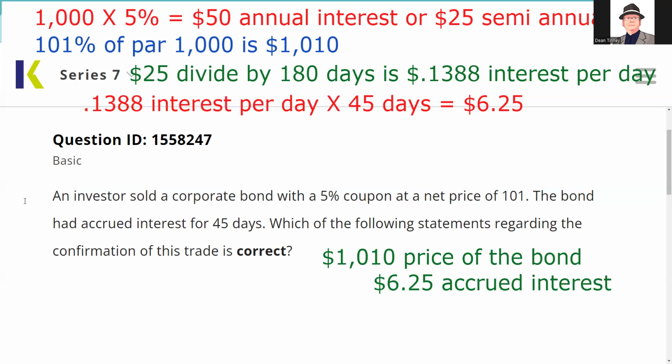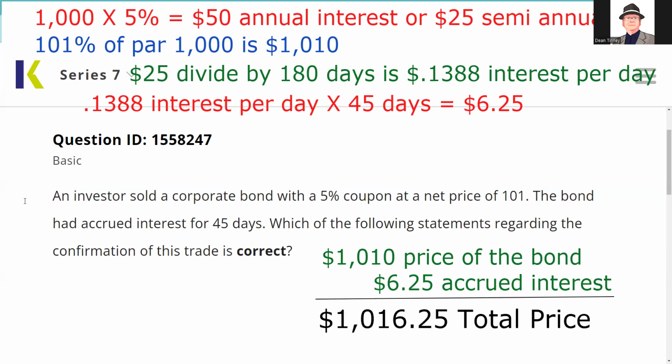What they're asking you in this, I didn't put the answer set up here, but the answer is what is the total dollar amount, right? And they give you various amounts and you've got to figure it out. Anyways, I didn't want to cloud your mind with the wrong answers. We're just interested in the right answer. So the buyer is going to pay the seller $1,010 for the bond and then the $6.25 in accrued interest. So that would be a total price of $1,016.25. That is the total dollar amount the seller is going to receive and that the buyer is going to pay.